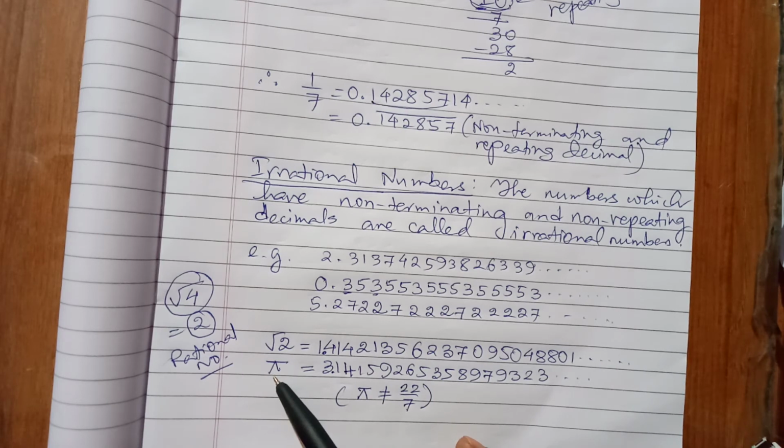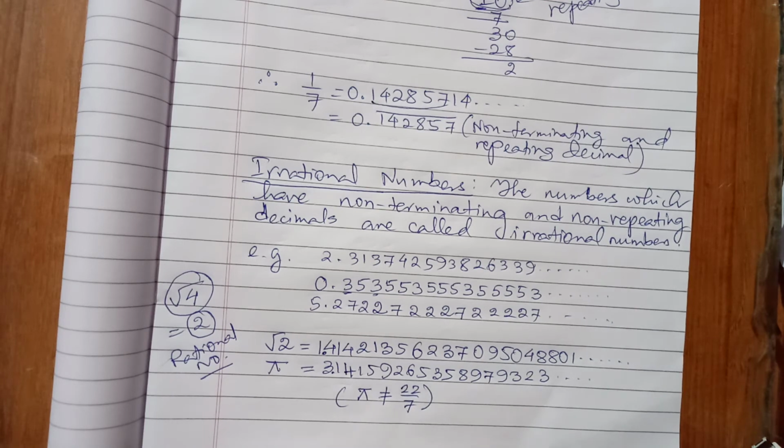So now I'll give some questions. As you know that between two rational numbers there are infinite rational numbers. In the same way, in between two rational numbers there are infinite irrational numbers. So based on this I'll give you some questions. You do it.